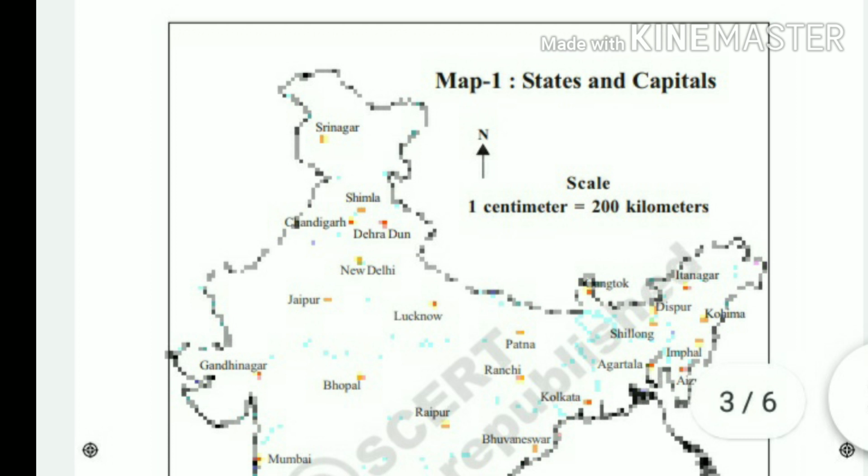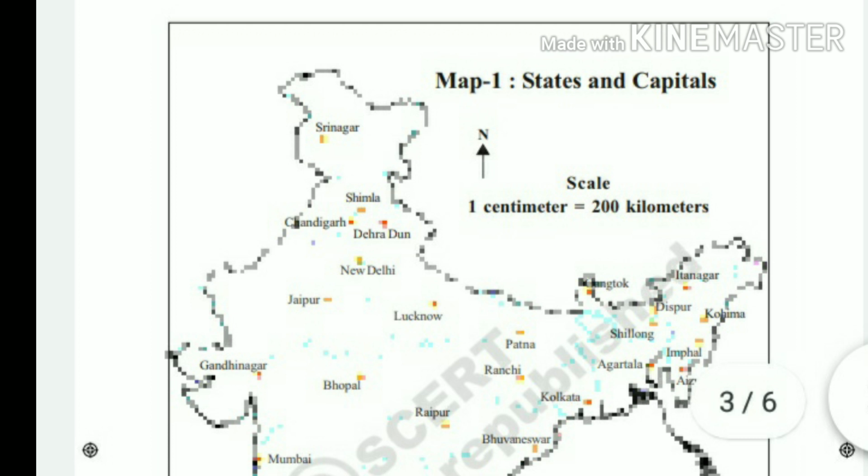So for example, 1 centimeter equal to 200 kilometers. The distance between Hyderabad and Jaipur is 6 centimeters. So 6 centimeters into 200 kilometers equal to 1200 kilometers. The distance between Hyderabad and Imphal is 9 centimeters. So 9 into 200 kilometers equal to 18 kilometers.